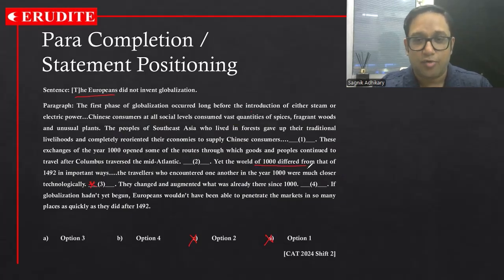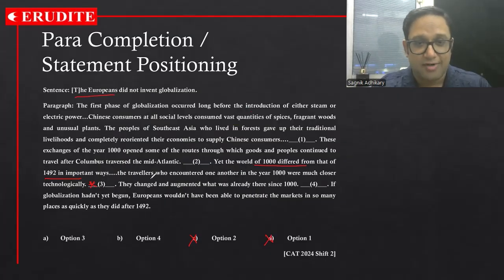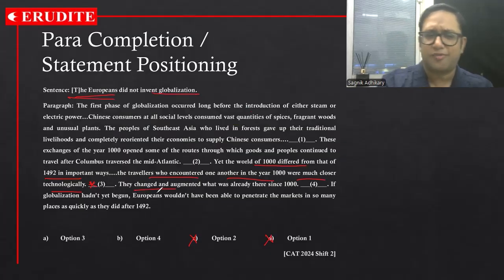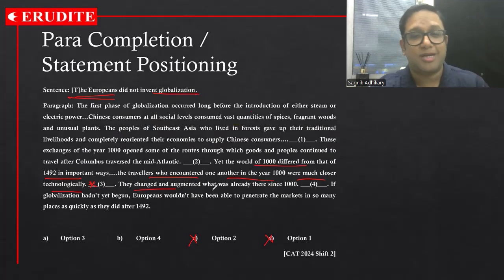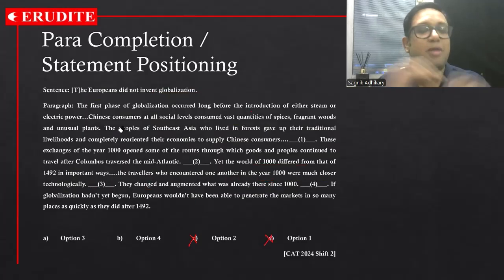That said, the world of 1000 differed from that of 1492. The Europeans must belong to 1492. The travelers who encountered one another in the year 1000 were much closer technologically. The Europeans did not invent globalization. The Europeans of 1492, they changed and augmented what was already there since 1000. So once we see this, the phrase since 1000 makes much more sense, which means we cannot place the given sentence in blank 4.